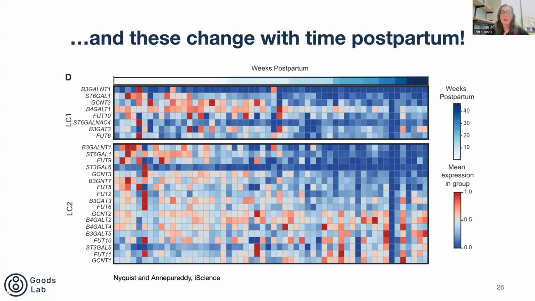Okay, but it gets complicated, right? For folks who study human breast milk, you know that everything changes with time postpartum. Remember back to the abundance plot that I showed you earlier in this talk. And so then the next question we can ask is, well, let's look at the genes in our LC1s and our LC2s and then order them by expression in terms of week postpartum, as long as we have that data. And what you can see is, of course, there is a lot of variability in terms of the expression of these genes, both as a function of sample and as a function of time postpartum.